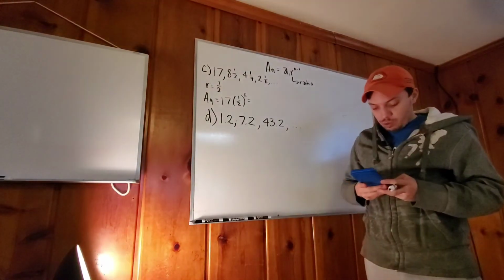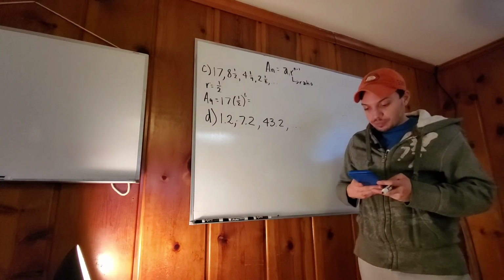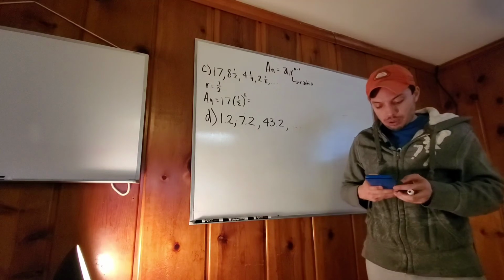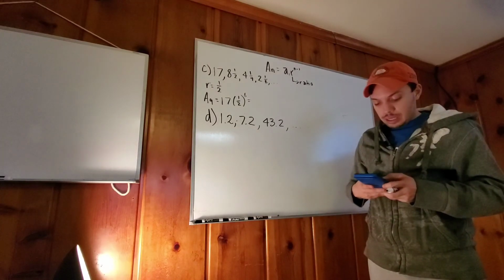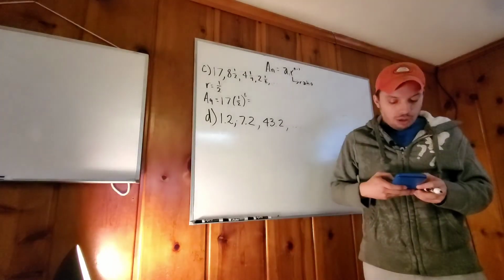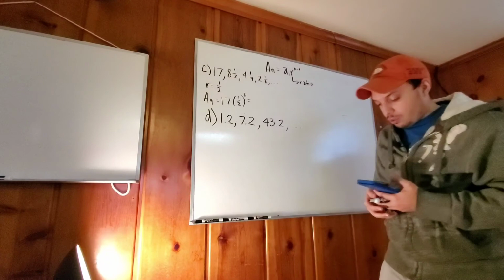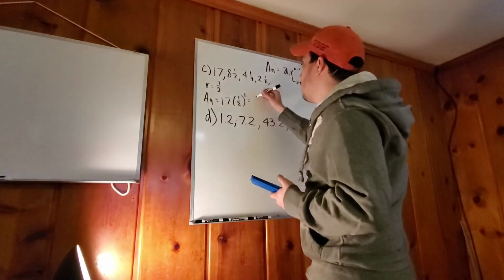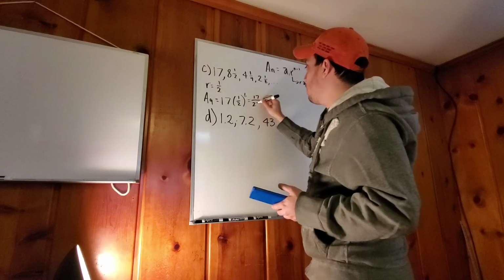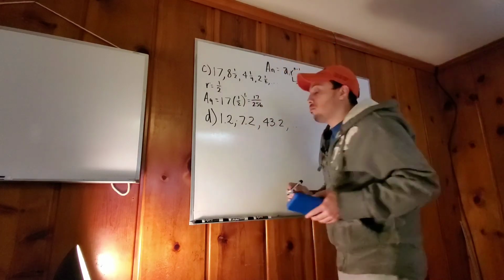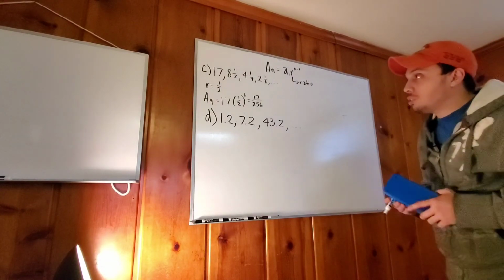So we have 1/2 to the 8th power. Gives us a small number. And then we multiply that by 17. And it gives us another number. And then we're going to find the fraction of that. And it's going to be 17 over 256. That's what I got. And that's what your book got. So I got it right.